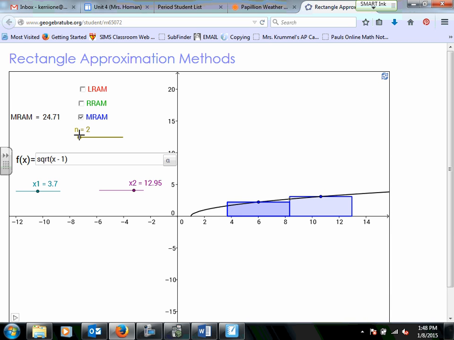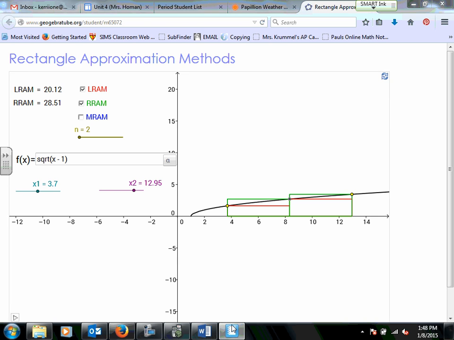Okay, look at these. Here's left endpoints, and here's right endpoints. Which one is going to be an over approximation? The green, right? Okay. What if our curve was decreasing? Then it's going to be opposite, correct?